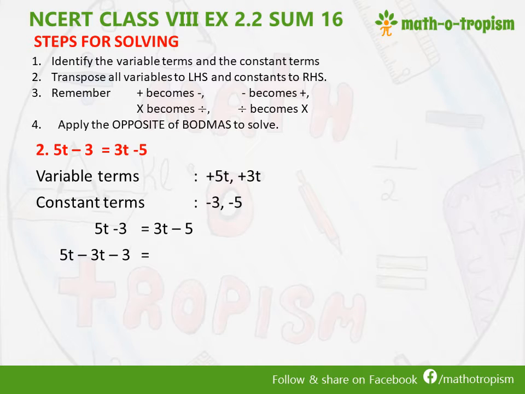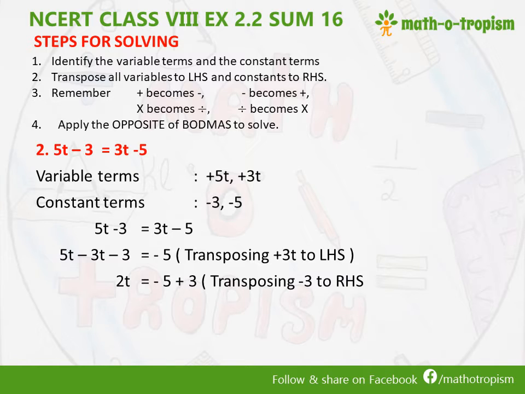So we bring 3t to the left hand side. So it becomes 5t minus 3t, because it is a plus on the right hand side, it becomes a minus on the left hand side. This is called transposing plus 3t to LHS. Then the balance is the same, that is minus 3 equal to minus 5. Next, 5t minus 3t becomes 2t, and we take minus 3 on the left hand side to the right hand side, that is transposing the constant term to the RHS, which is the minus 3.